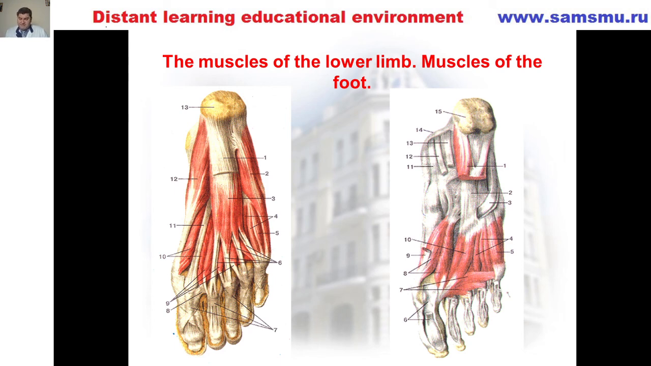The flexor digiti minimi muscle arises from the base of the fifth metatarsal bone and the long plantar ligament, and is attached to the base of the proximal phalanx of the little toe. Next, we'll talk about muscles of the middle group.